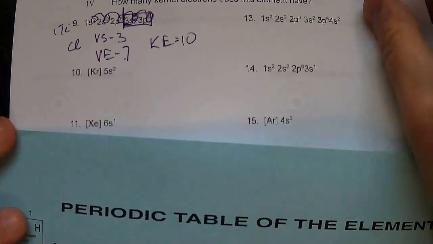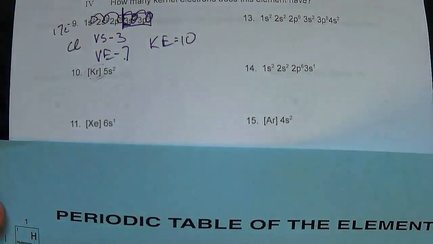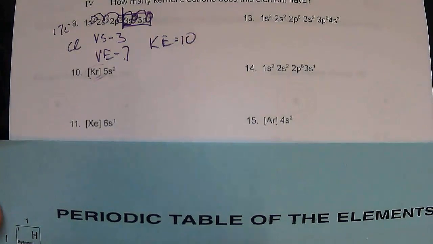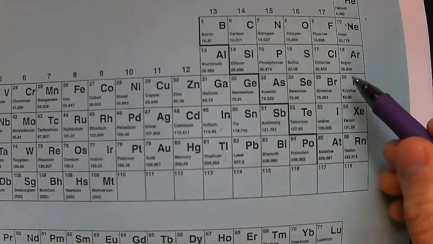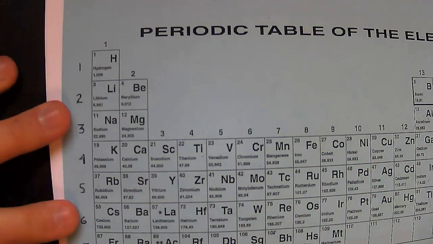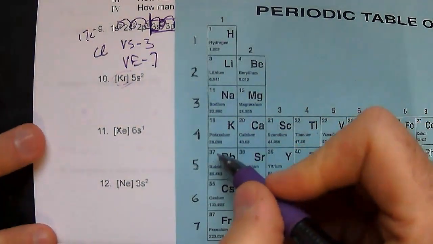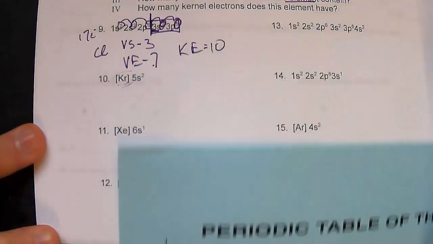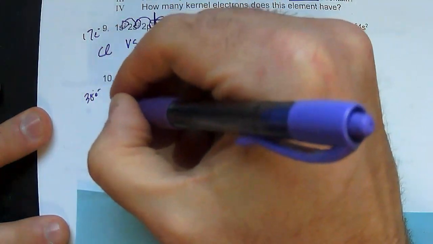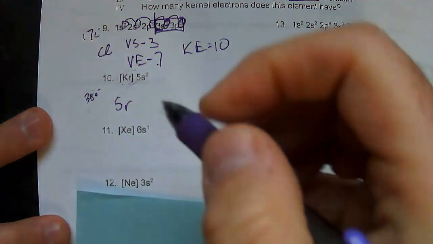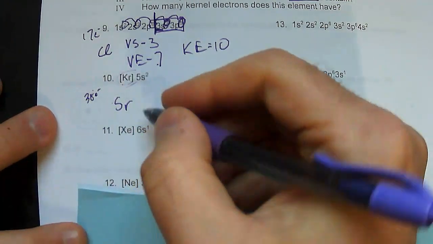Now the beauty of the noble gas configuration. Let's see, krypton, and so we look here. Krypton is element number 36, and then 37, 38. So this has 38 electrons, and that's strontium. Okay, so I was saying the beauty is that you get to see things a little easier here.